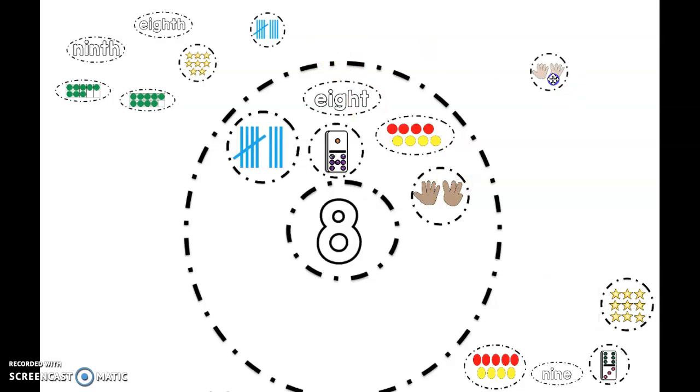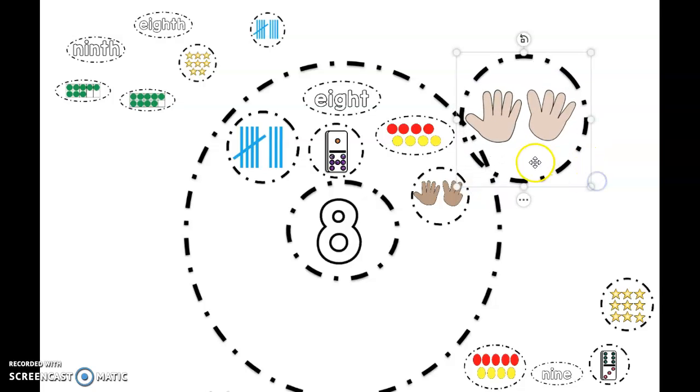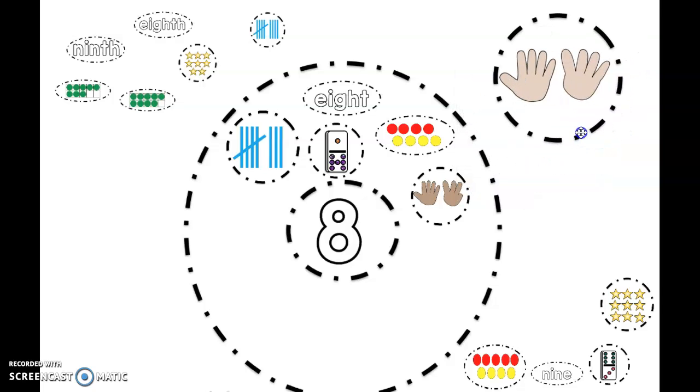All right, let's try these hands here. I have a whole hand, so I have 5, and then I have 4 on the other hand. So I already know this is 5, so I don't need to count it. 5, 6, 7, 8, 9. What do you think? Do we want it?